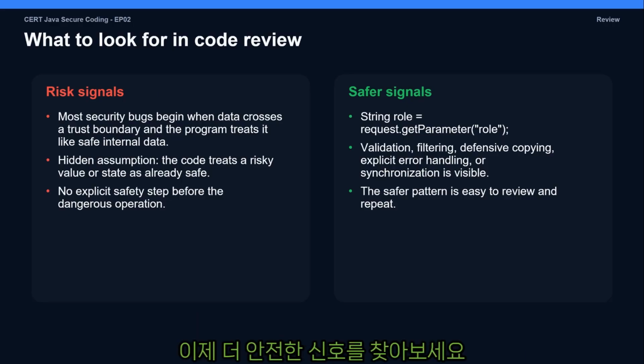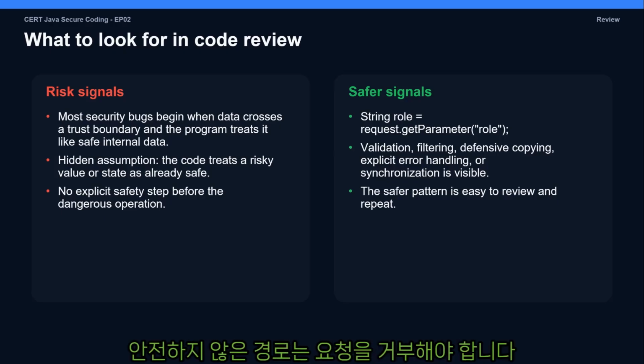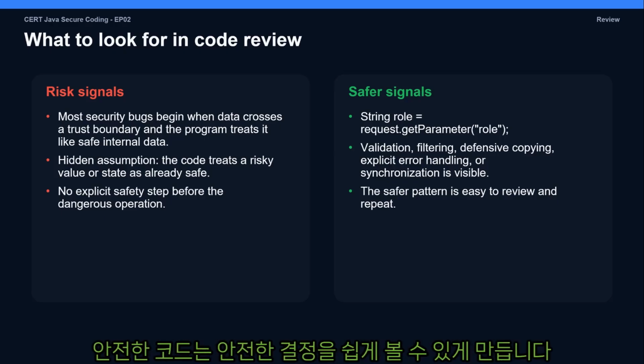Now look for safer signals. Validation should be visible. The expected format should be clear. The allowed values should be defined. The unsafe path should reject the request. Good secure code makes the safe decision easy to see.